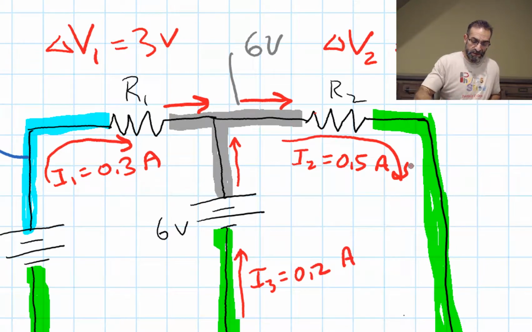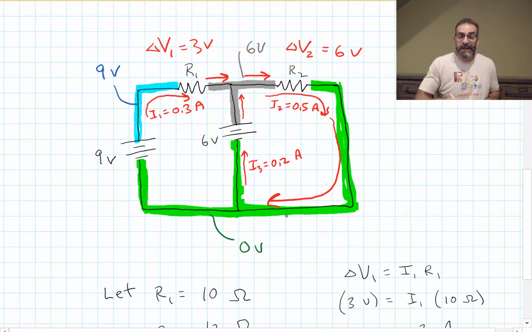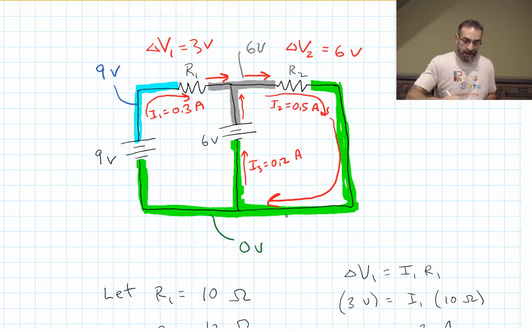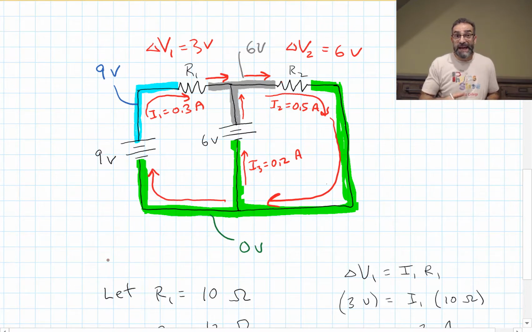So this 0.5 amps from R2 works its way down this side and across the bottom, and then it gets to that junction, and part of the current says, I'm going to take the fork on the right and go up through the middle. 0.2 amps takes that path. And part of the current says, I'm going to take the fork on the left and I'm going to go around and up through the 9-volt battery. 0.3 amps takes that path. And they meet up again on the other side.